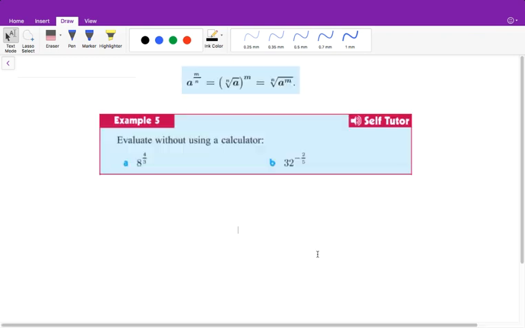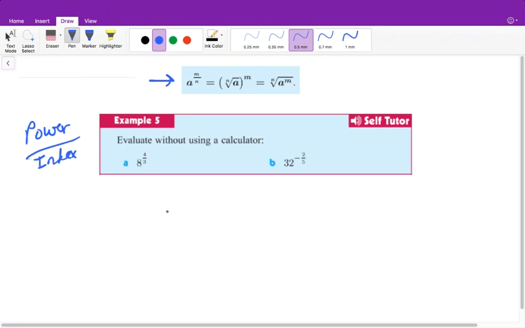All right, and as I was showing you in that last slide, we have a to the m over n power. We can either take the nth root of a first and then raise it to the power of m, or we can raise a to the power of m first and then take the nth root. All right, so now we're going to evaluate these without using a calculator. So we have 8 to the 4/3 power. So remember, it's power over index. So we can rewrite these.